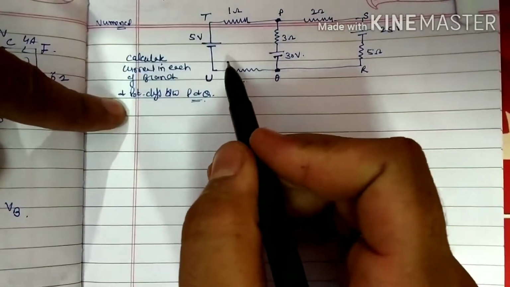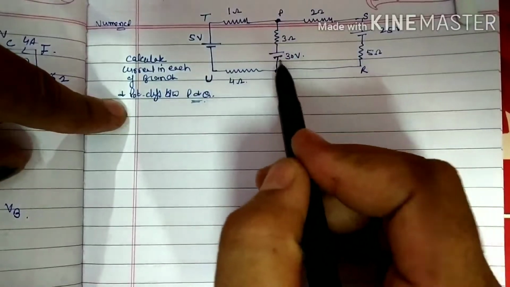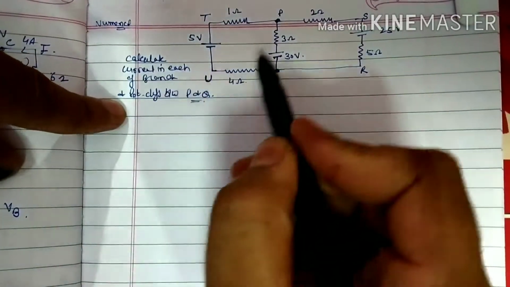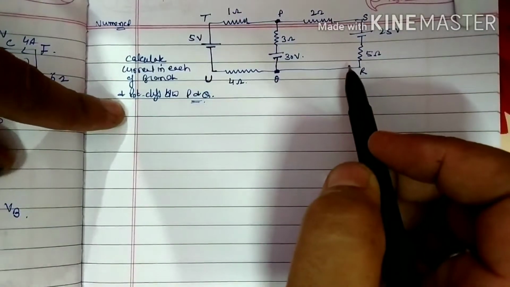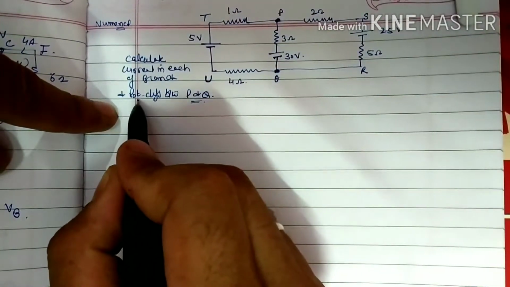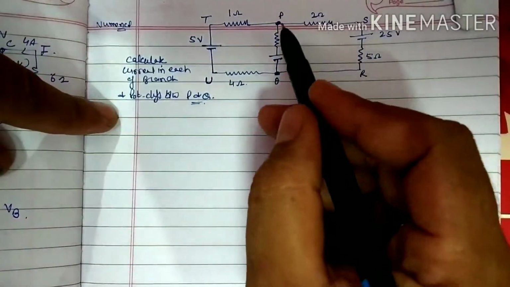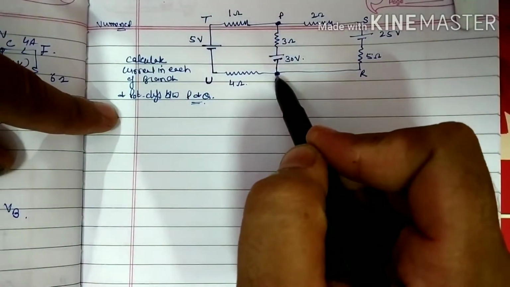Now one next numerical is this. So this is the network of cells and resistors and we have to find out the current in each of the branch. In every branch we have to find out the current and the potential difference between P and Q. This is P point and this is Q point. In between P and Q we have to find out the potential difference.